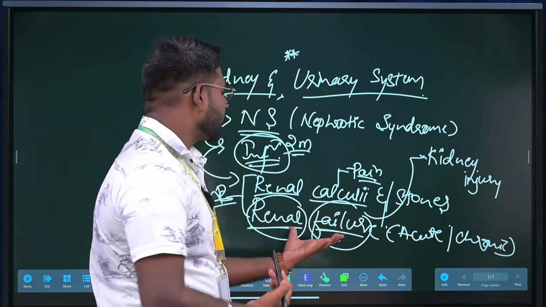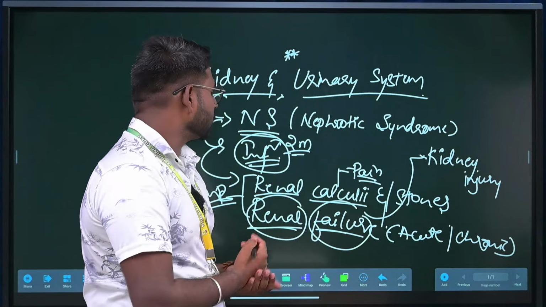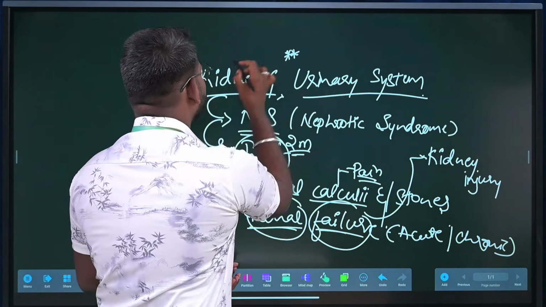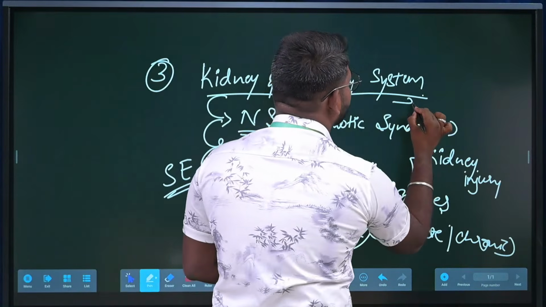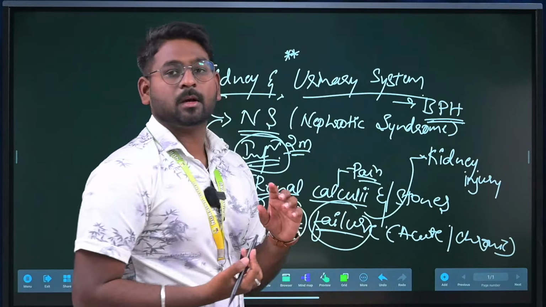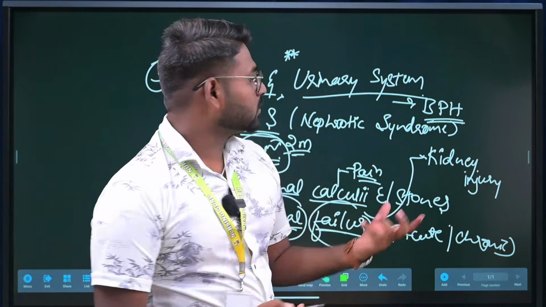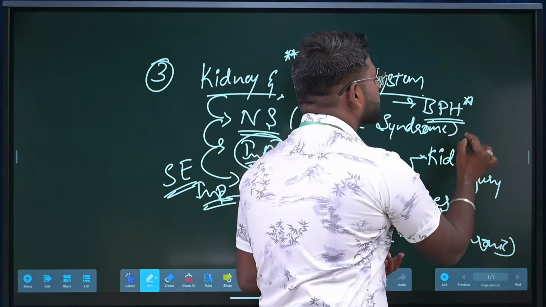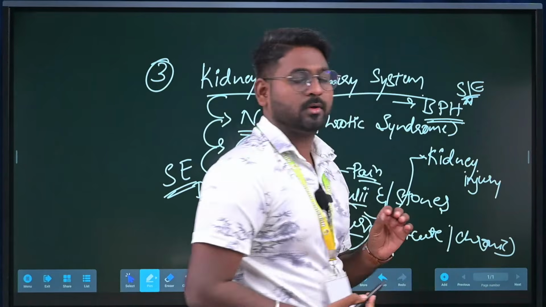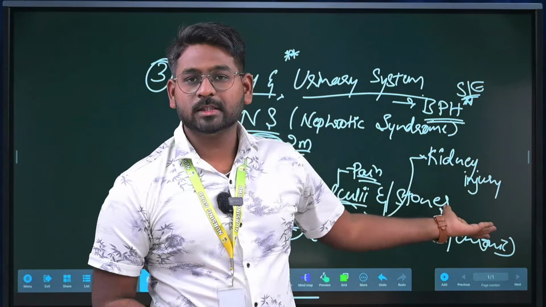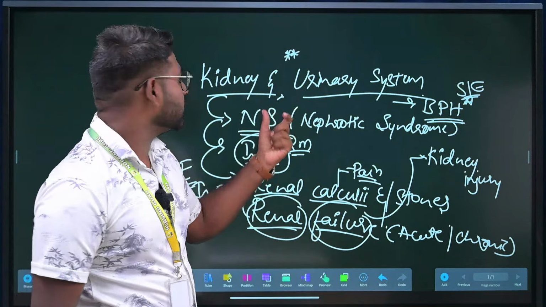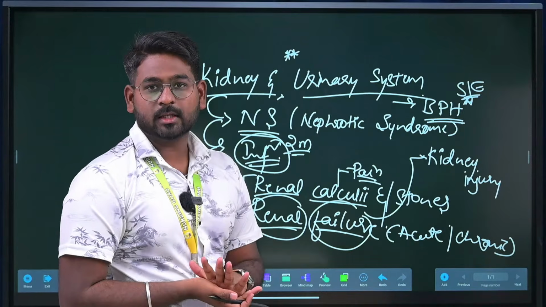So renal calculi, renal failure, nephrotic syndrome, glomerulonephritis, the infective conditions, and including these, we have one more important topic, that is BPH, benign prostatic hypertrophy. This is also one of the high yield topics for the examination, and may be expected in the short essays. In the short essays we may have this question. So these are the important topics related to the kidney and the urinary system.